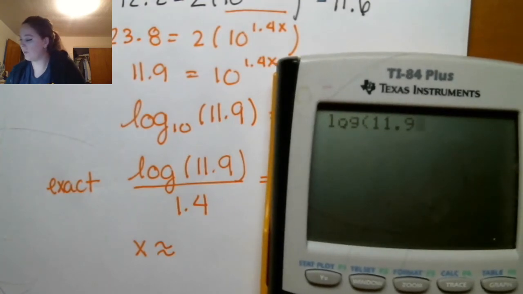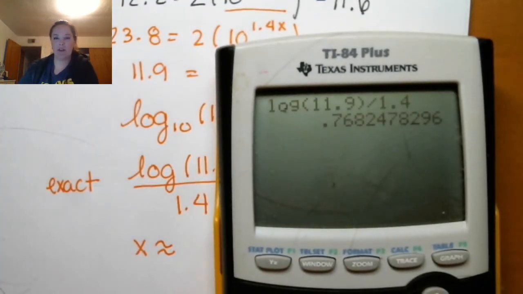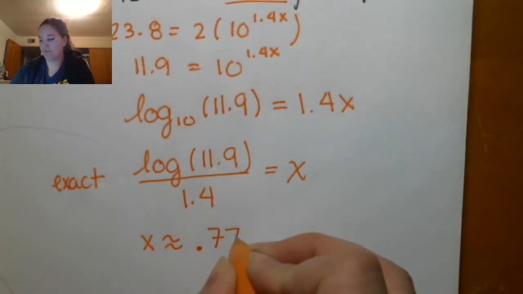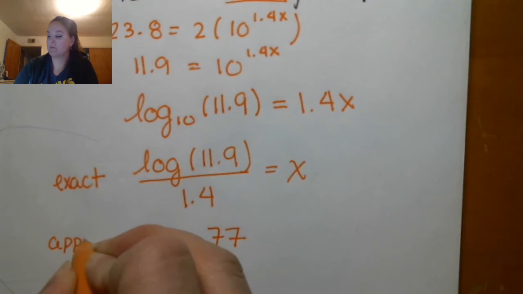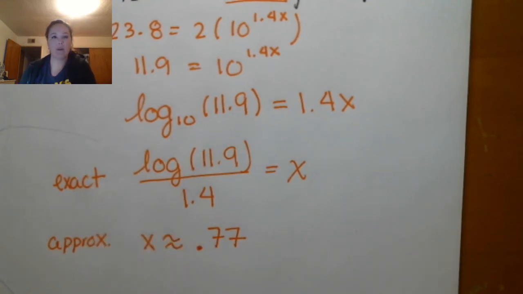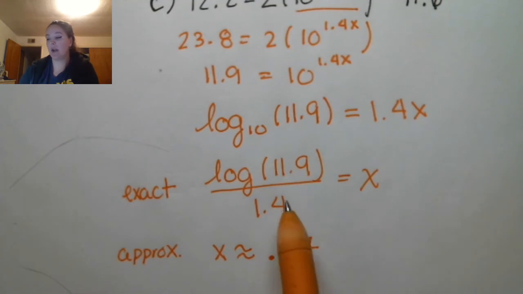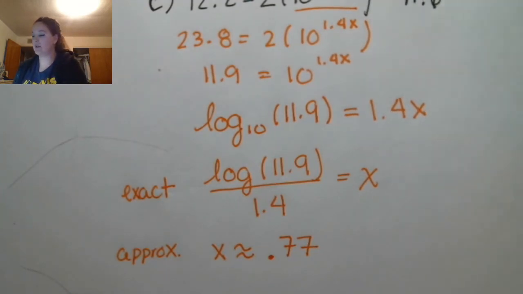divided by 1.4. And that gives me my approximate answer, 0.768 or 0.77. Now, it's important to remember that you guys aren't going to have calculators for the quizzes or the exams, so you're going to be giving an exact answer like this. All right, let's look at one more example like this.